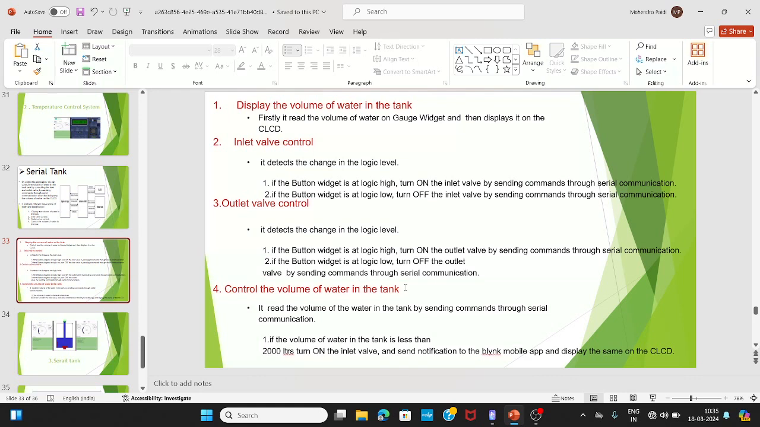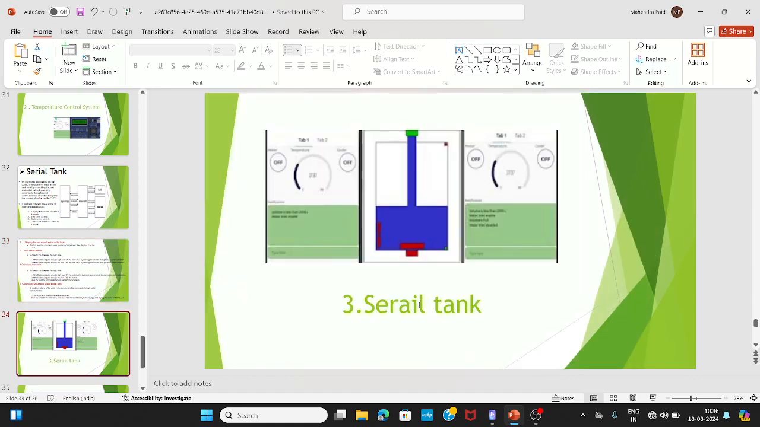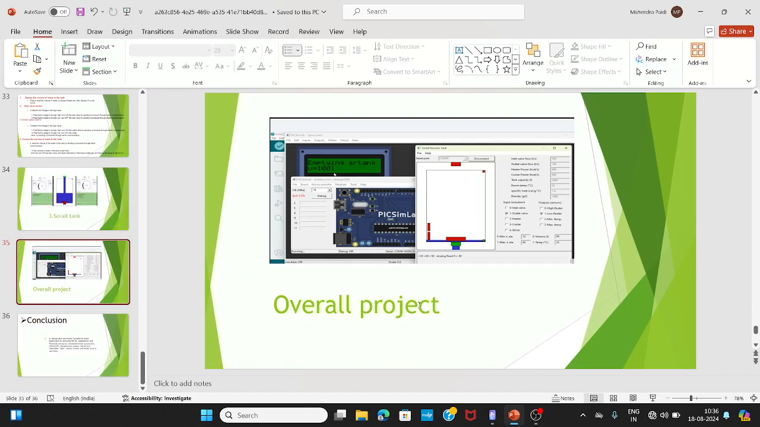Control the volume of water in the tank. It reads the volume of water in the tank by sending commands through serial communication. This is the picture of the serial tank. This is the overall project picture. Now we are going to see the project demo.